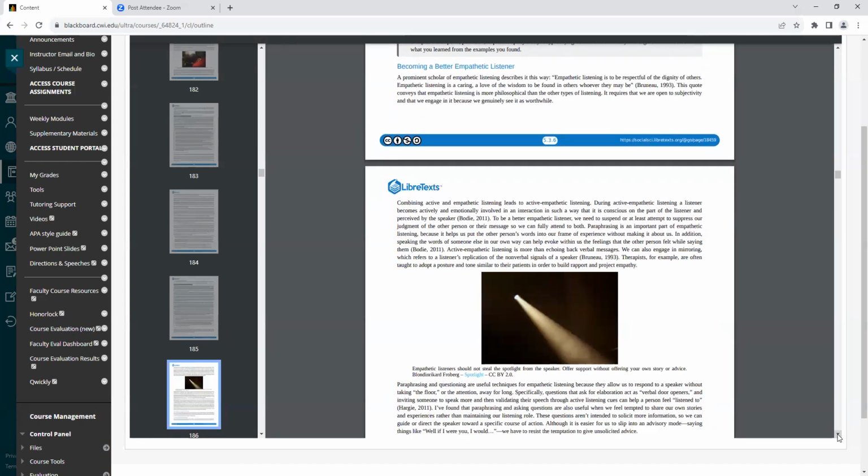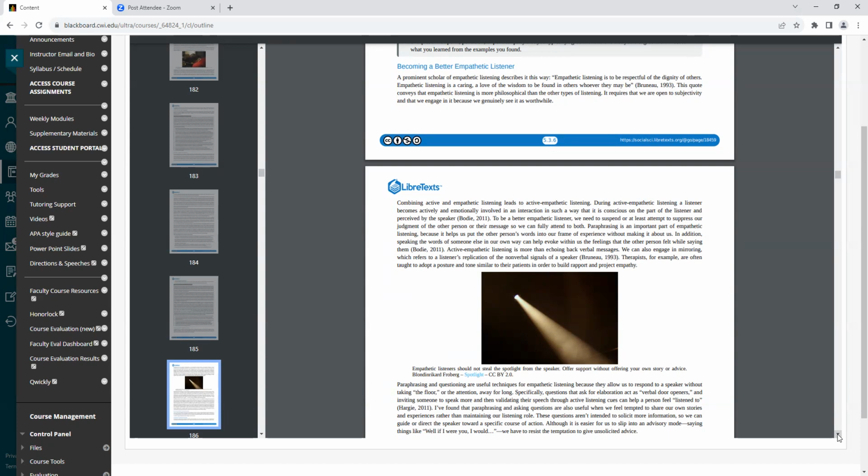Becoming a better empathetic listener. A prominent scholar of empathetic listening describes it this way: empathetic listening is to be respectful of the dignity of others. Empathetic listening is a caring, a love of the wisdom to be found in others, whoever they may be. This quote conveys that empathetic listening is more philosophical than the other types of listening. It requires that we are open to subjectivity and that we engage in it because we genuinely see it as worthwhile.